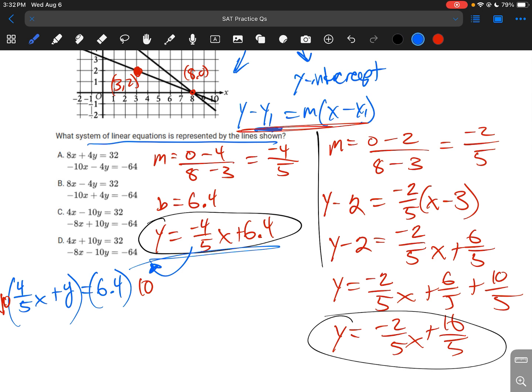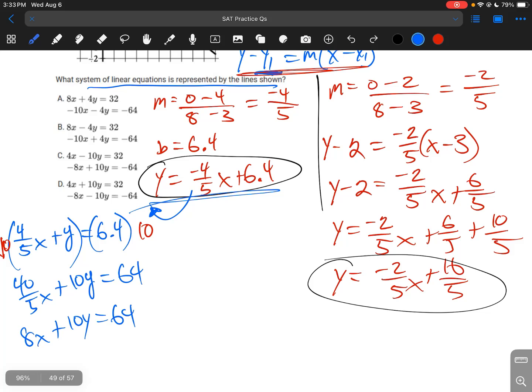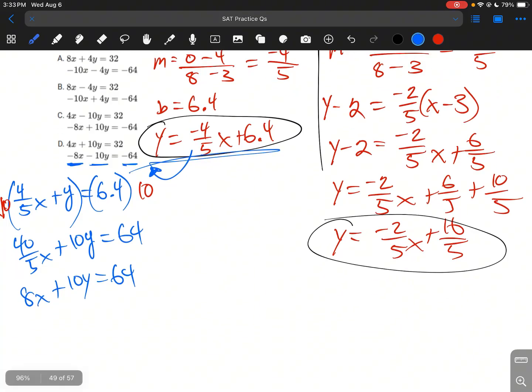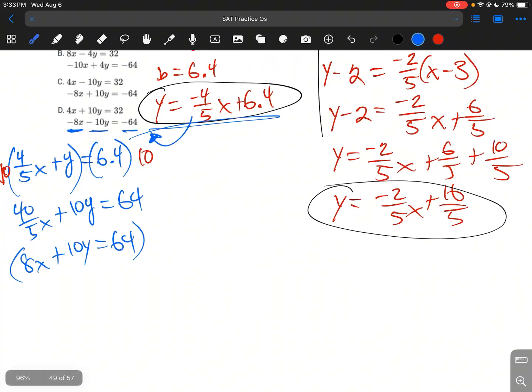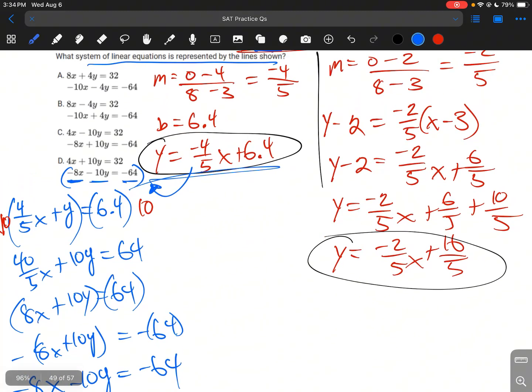Working that out, you get 40/5 x plus 10y is equal to 64. Simplifying this, you get 8x plus 10y is equal to 64. Now, does that appear in any of our answer choices? Well, almost, because we have negative 8x, negative 10y, negative 64. So we could multiply this whole thing by negative 1 on both sides of the equation and get some equivalency to match this. So negative times 8x plus 10y equals negative 64. That means negative 8x minus 10y is equal to negative 64. And the only answer for that is D.